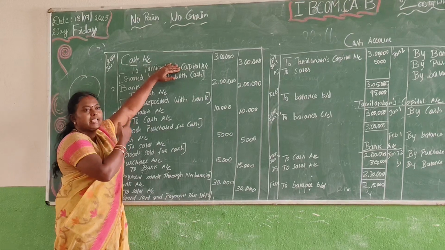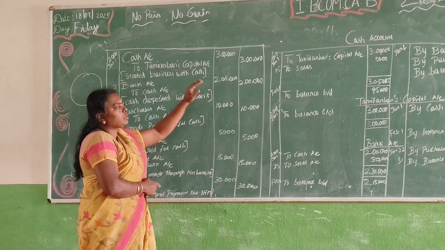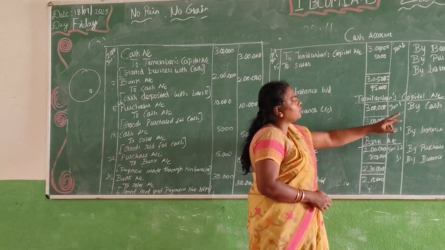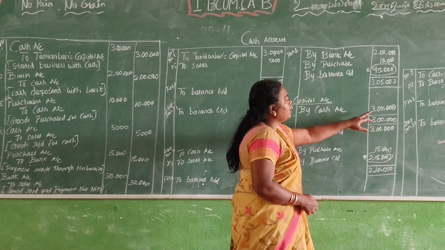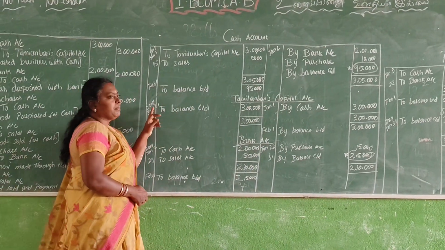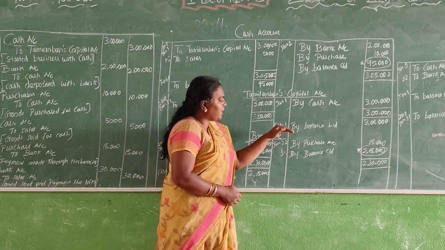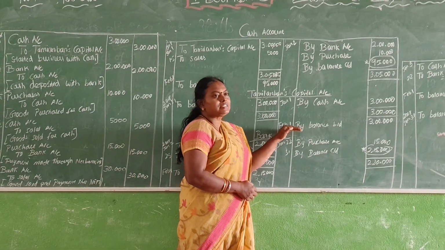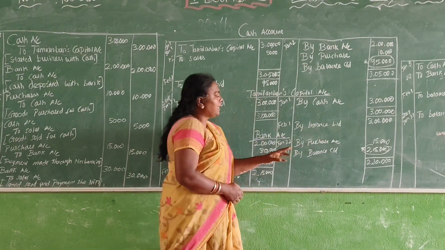What is the opposite term? Cash account. This cash account is situated in the debit side. So automatically you have to post this cash account in the credit side, in the ledger credit side. So by cash account 3 lakh. This 3 lakh at the end of the month is named as to balance carried out, and it is transferred to the next month. At the start of February 1st, it is named as by balance brought down 3 lakh.